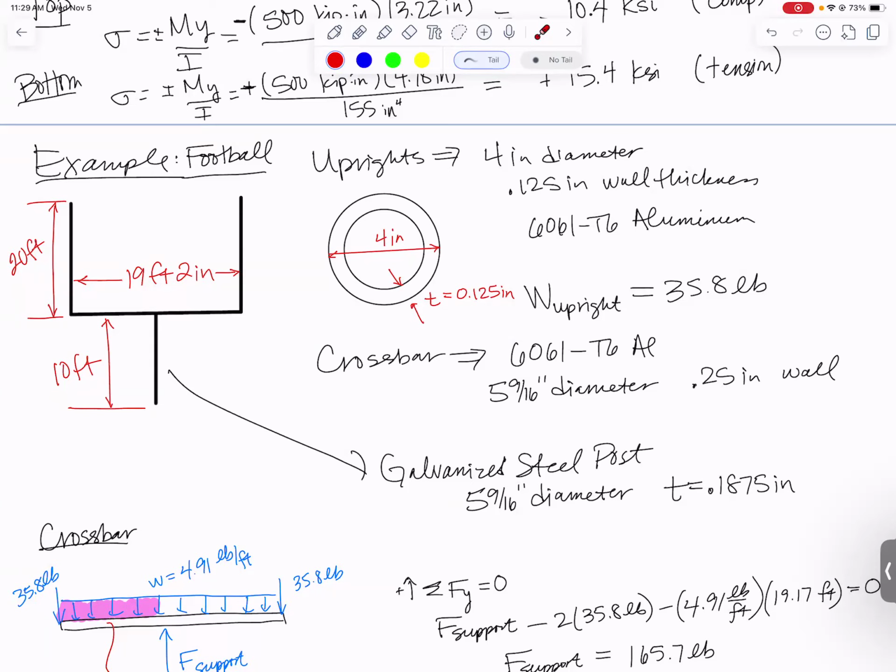One is the dynamic loading effect. Two is the fatigue loading. Three is the combination of bending and torsion in that support post. And four, finally, is the instability that happens with crimping of thin tubes.